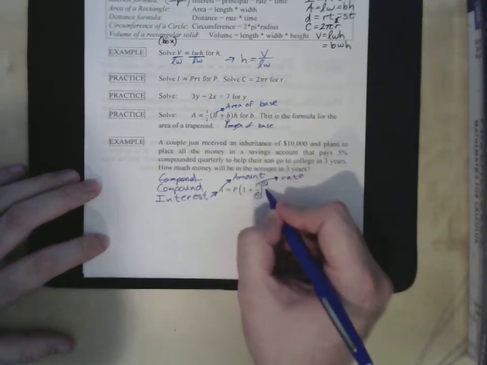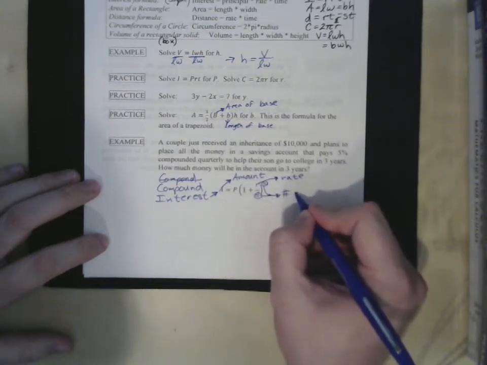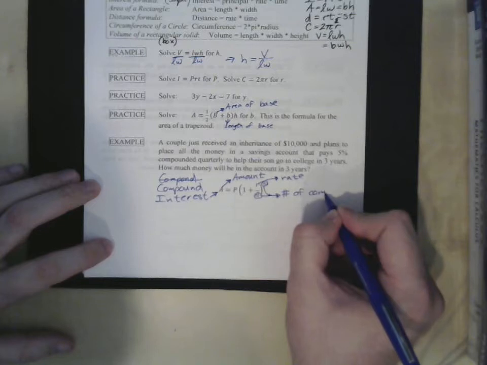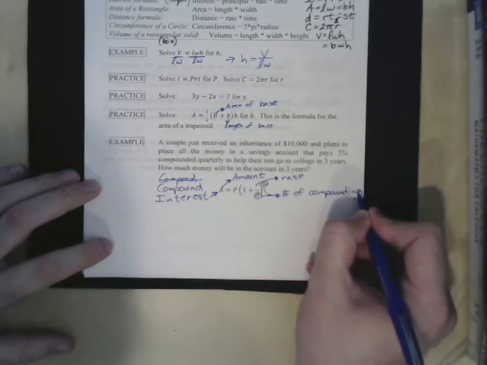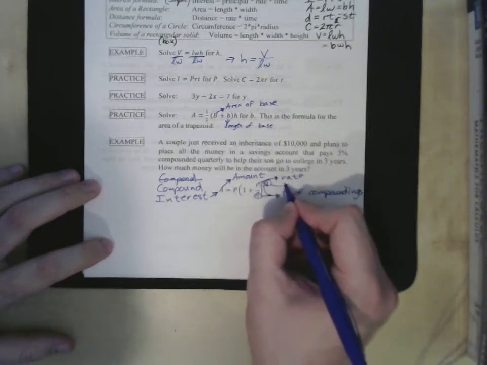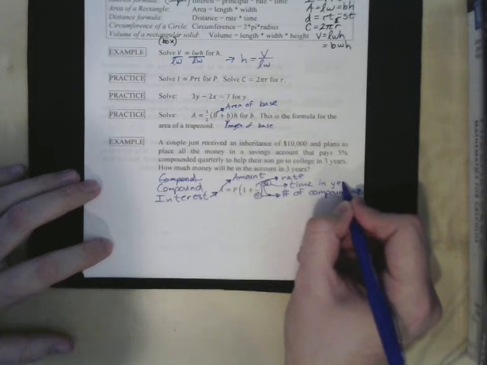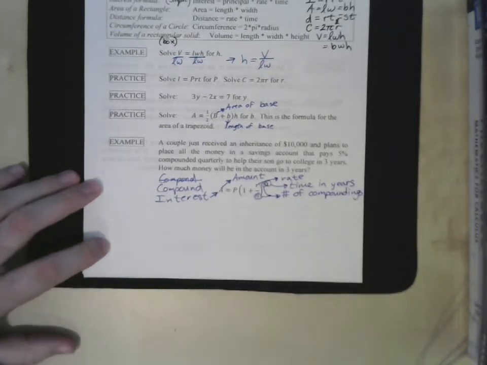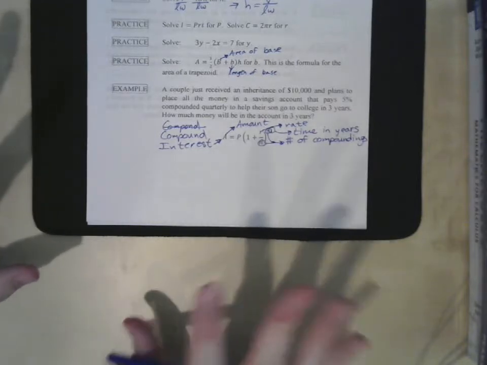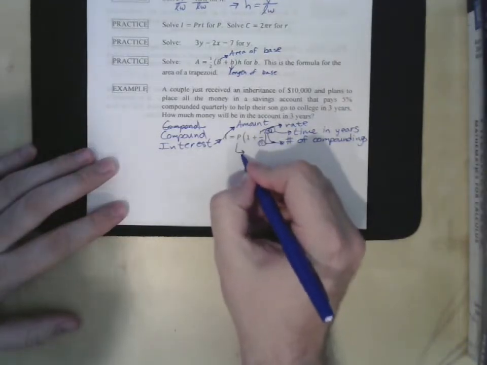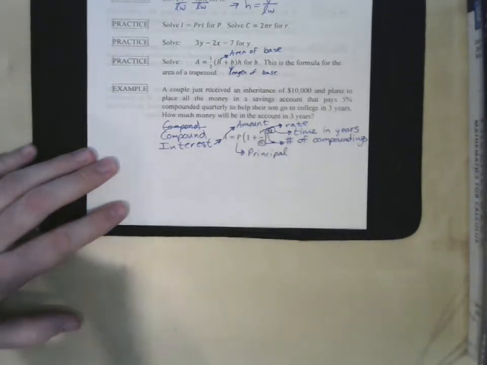The N is a new term. This is the number of compoundings. And the T here is time in years. So we have a little bit more to identify, but we have all these things. Oh, I forgot the P. The P is still the principal, which is the initial.